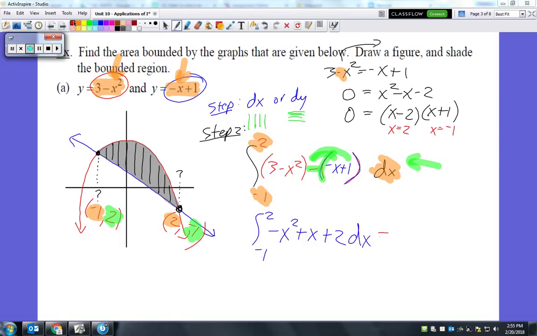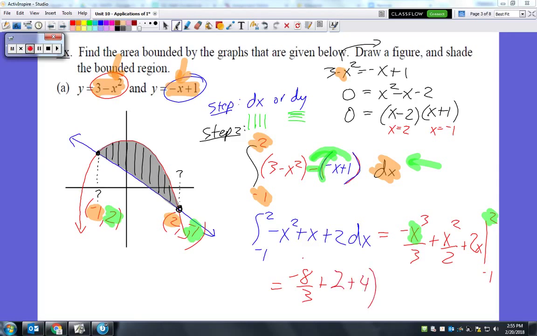And then you would have negative x cubed over 3 plus x squared over 2 plus 2x from negative 1 to 2. Now be careful with this negative here, because when you put in 2 here, it's going to become a negative, 2 cubed is 8. Then multiply by that negative, so you get negative 8/3. And then plus what? 4 over 2? So just 2 and then plus 4. All subtracting, plug in the negative 1.